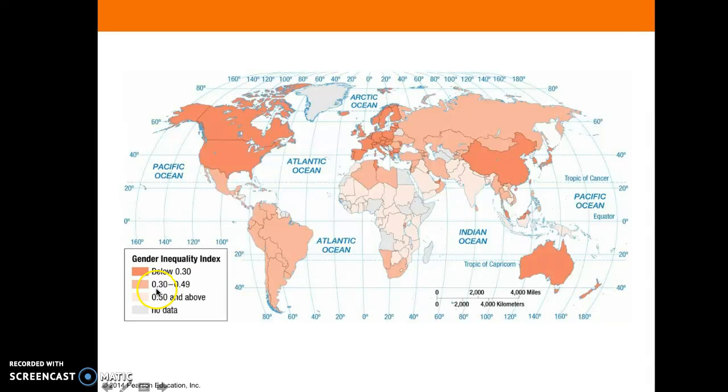This kind of peach color, 0.3 to 0.49, includes most of Central America and South America, Russia and Eastern Europe, and a few countries in North Africa, a few countries in South Africa. 0.5 and above is high, and the highest rates of that would be in South Asia, Southeast Asia, Southwest Asia, and Sub-Saharan Africa. And there are lots of places where no data has been collected.